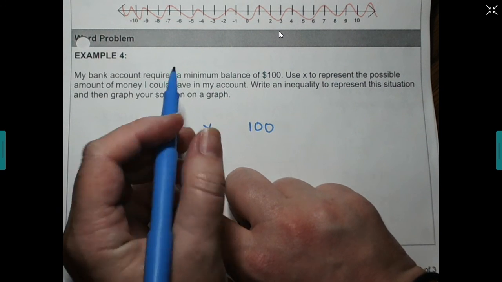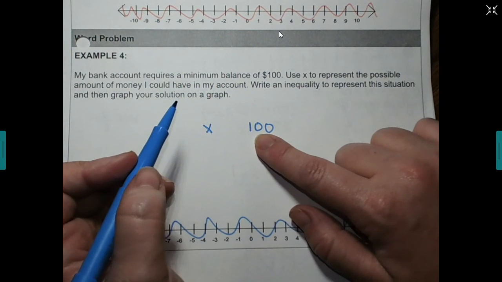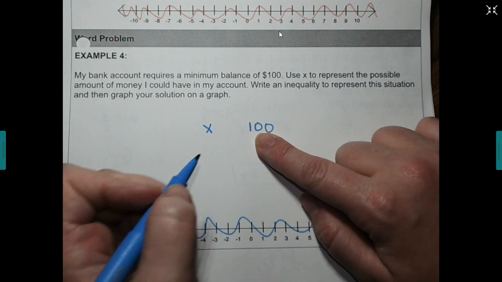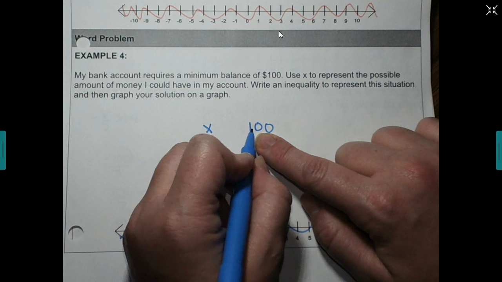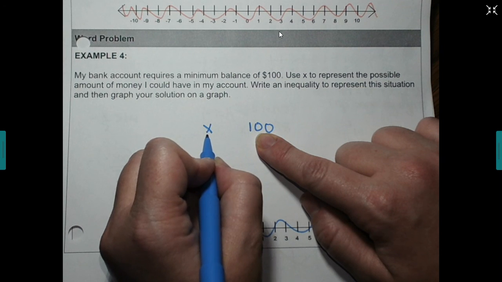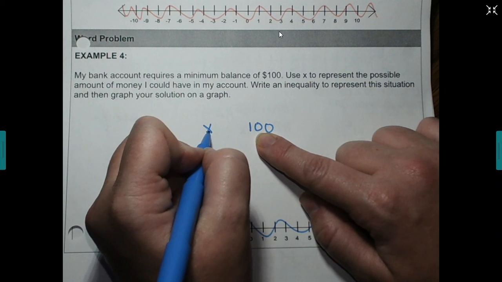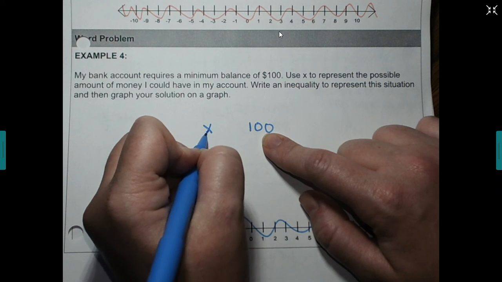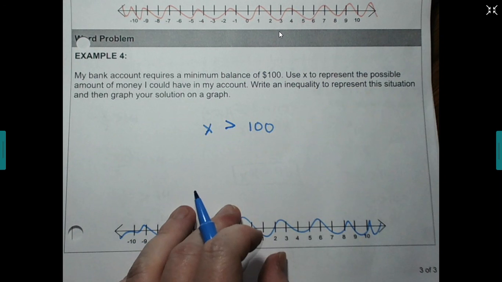Okay? So what this is telling me is that I have to have a minimum balance of $100. That means the lowest amount of money I can have in my bank account is $100. So does my X need to be greater than or less than 100? Like, can I have $98? No. So I know that I can have $150, and that's good. So I know that my crocodile wants to eat my X.